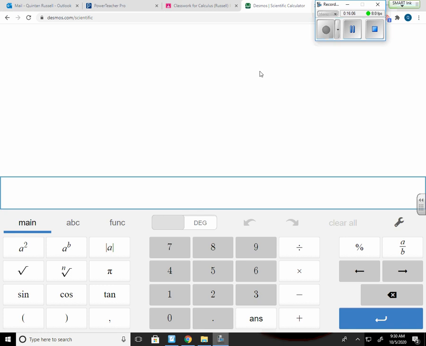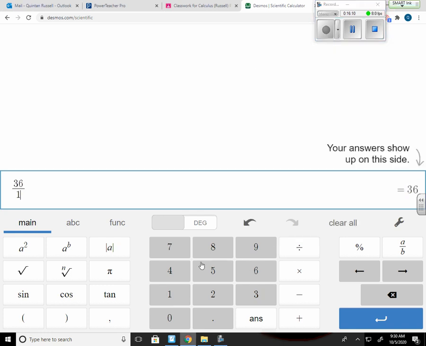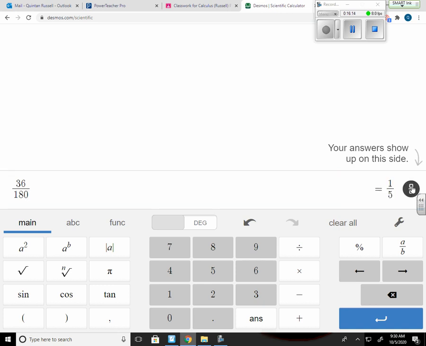So if I bring up the Desmos, leave pi off of it, 36 over 180. Check this out. This little button shows up over here. I just click that. It converts to a fraction in simplified form. So you can decide whether you're going to do decimal or fraction answers on Desmos.